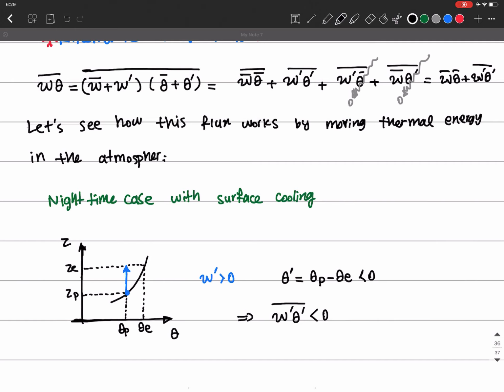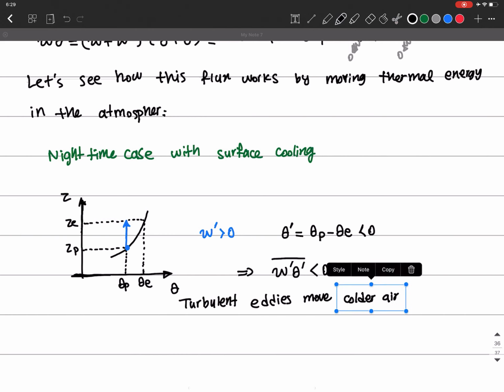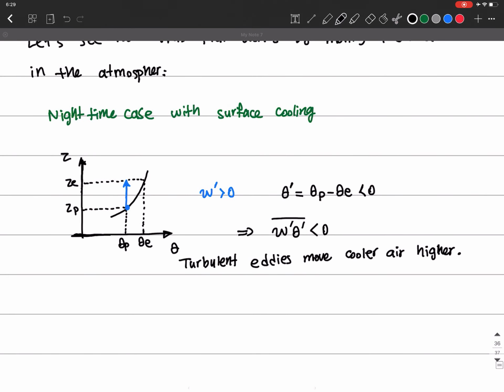What does this mean? This means that turbulent eddies move colder air higher, right? So this is how it happens in this situation.